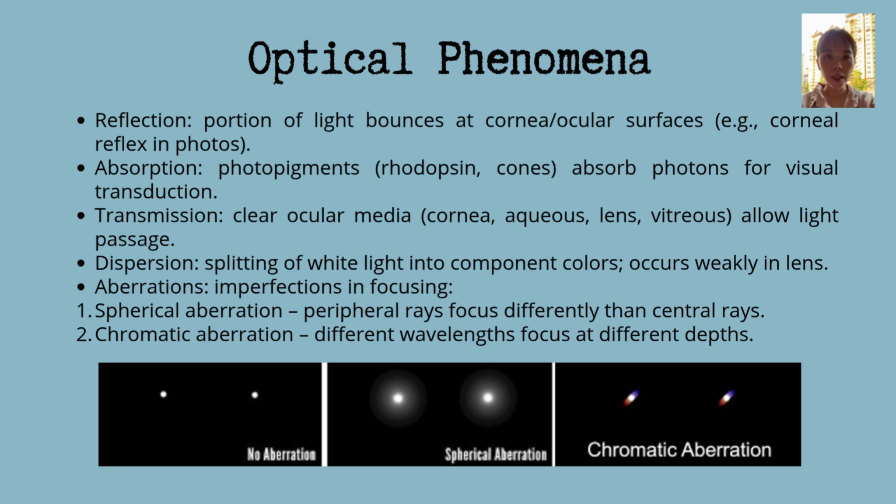But not all focusing is perfect. Aberrations occur. For example, chromatic aberration happens when different wavelengths of light focus at slightly different points, causing color fringes. Spherical aberration occurs when peripheral rays do not focus in the same place as central rays. The eyes minimize all this, but they still affect image clarity.